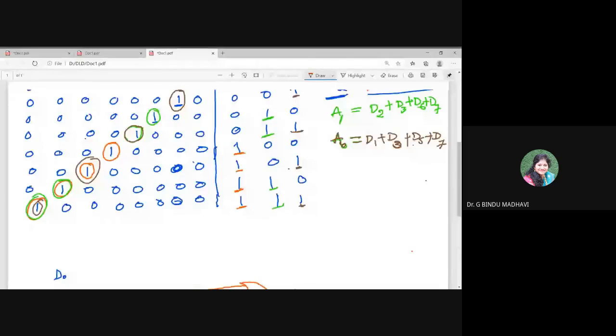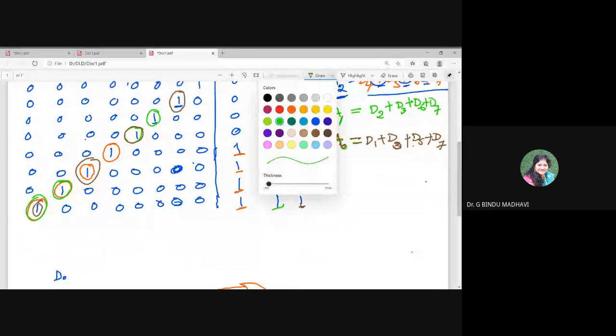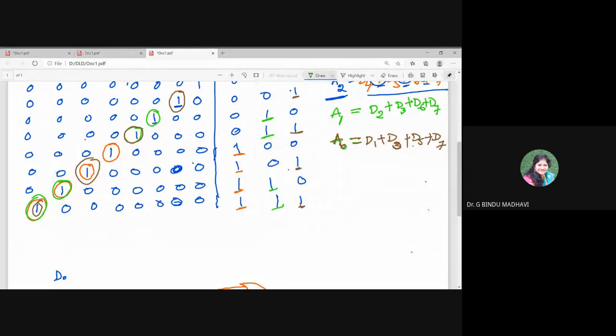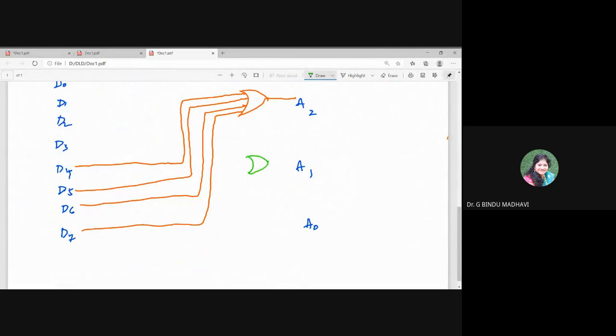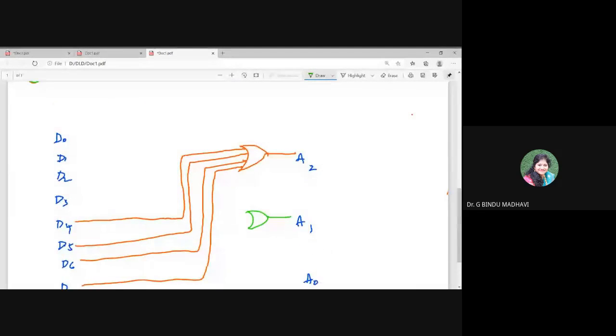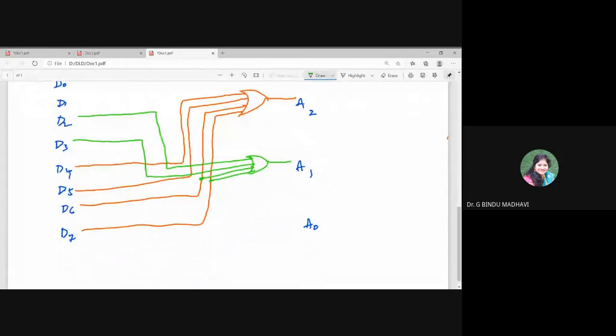Okay. Next for A1, what is the equation for A1? D2, D3, D6, D7. All these inputs are supplied to which gate? OR gate, because in between we are having plus. So I'm taking 2, next 3, next 6, again we are having 7.